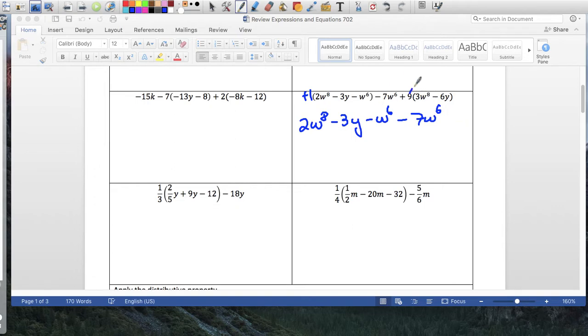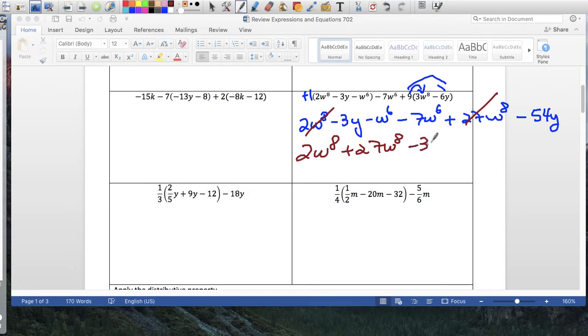And then this 9 here, you apply the distributive property with the terms inside. So positive and positive is 27w8. And then 9 times negative 6y is negative 54y. So we got that, right? And let's see, we can combine some like terms. I will put the like terms next to each other. So it's 2w8 plus 27w8. So those are like terms.